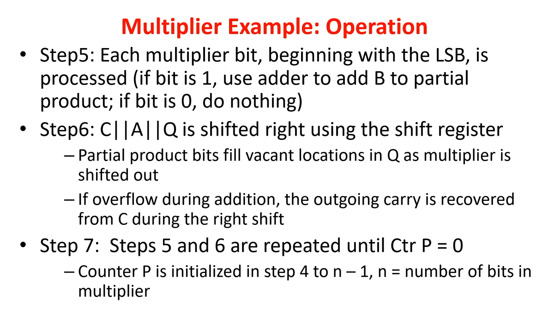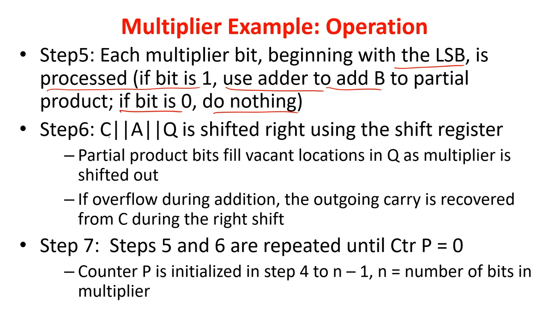In step 5, each multiplier bit beginning with the LSB is processed. If the bit is 1, use the adder to add B to the partial product. If the bit is 0, then do nothing. This is a very sequential multiplier, not with Booth encoding. So, if you encounter a 1 in the current bit of the multiplier, then you do additions. If you encounter a 0, then do not do anything, that means do not do additions.